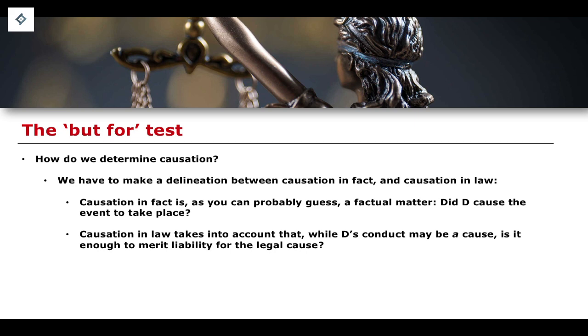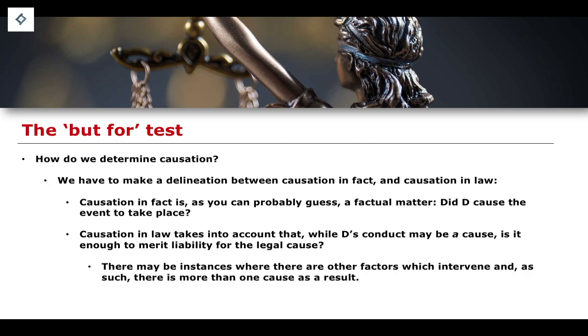There may be multiple different causes for one single event. And so to really determine whether or not there is accountability in that regard, we have to think about these new intervening causes and the extent to which they contributed to the event taking place. So there may be instances where there are other factors which intervene, and as a result there is more than one cause, and so there is the question of where liability actually sits in relation to certain events which take place. But causation in fact is determined by the but-for test.